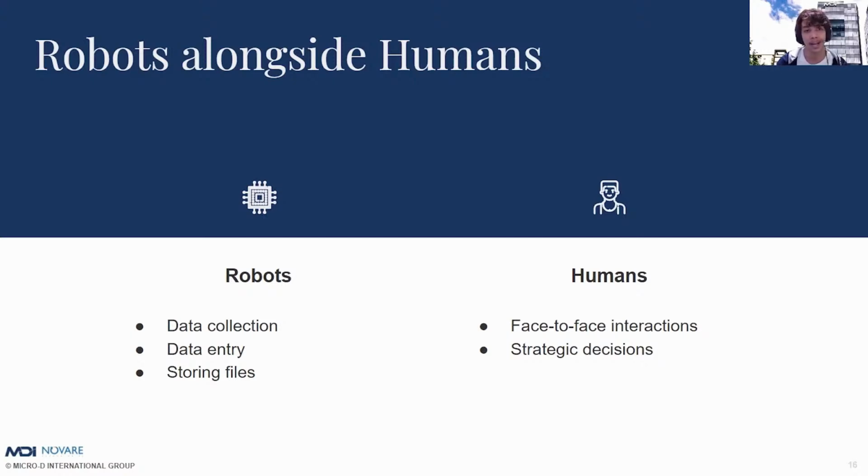On the other hand, we have humans. Humans are typically assigned the high value tasks. These are tasks like face-to-face interactions with the client or colleagues, as well as decision making in coming up with complex strategies. These are just some of the tasks that make humans irreplaceable.